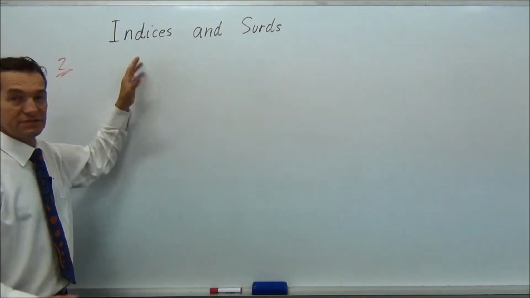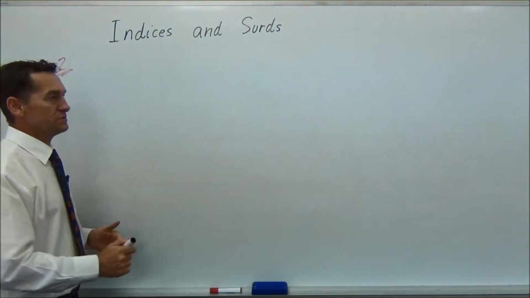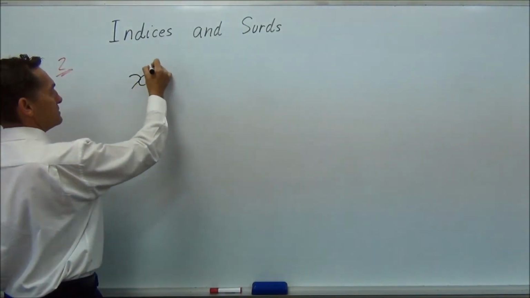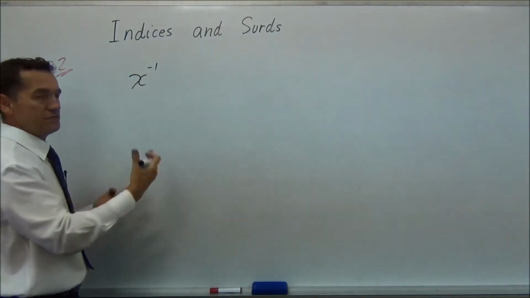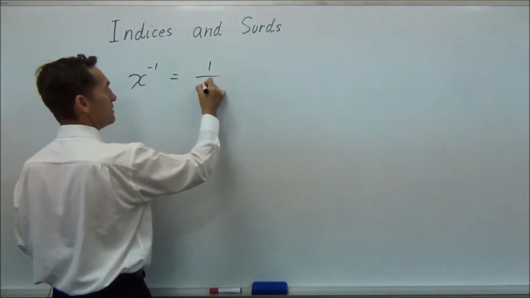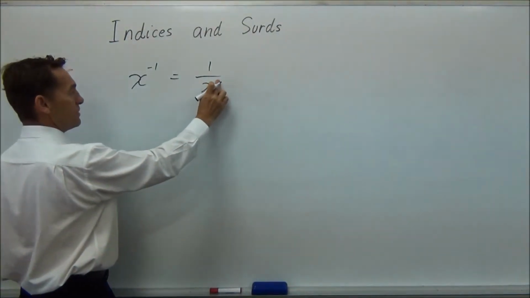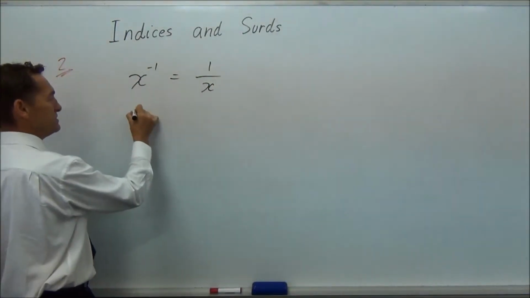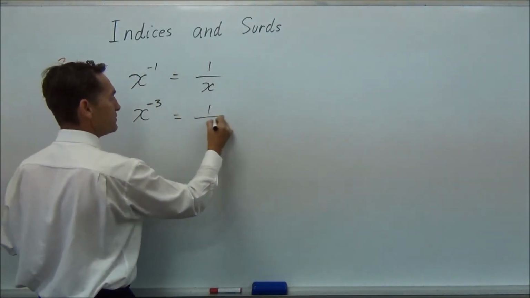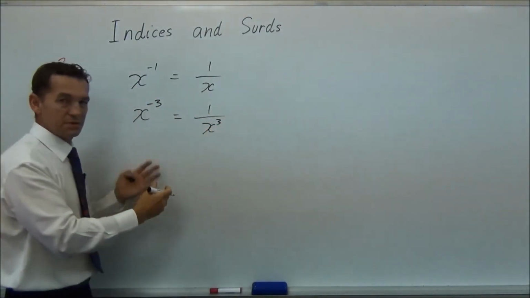So the second part of indices is just to know a few rules. So the first one is negatives. So if we go x to the negative 1. Negative just means it's a fraction, 1 over. So that will equal 1 over x. And there would be a 1 there. If I give you a few examples, you'll see it's pretty obvious. X to the minus 3 is 1 over x cubed, and etc.